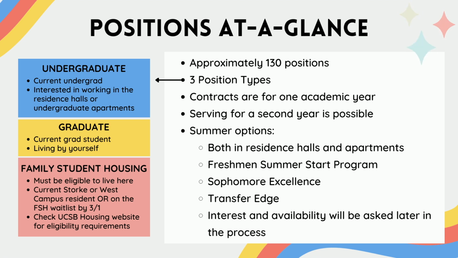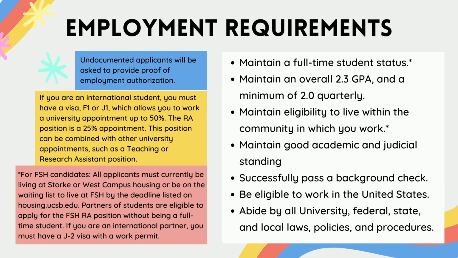No matter where you may work, the functions of all RAs are the same. However, the manner in which they are implemented will vary according to the specific community assignment. To be eligible to apply, you must meet all of the following requirements. Maintain full-time student status, maintain an overall 2.3 GPA and a minimum 2.0 quarterly, maintain eligibility to live within the community in which you work, maintain good academic and judicial standing with the university, successfully pass a background check, be eligible to work in the United States, and abide by all university, federal, state, and local laws and policies.